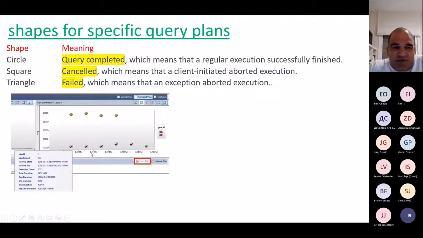Note that there is shape. Circle means that the query completed. Square means that the query was cancelled. Triangle means that the query was aborted. Okay. You can see it here. So this is the meaning of the shape.